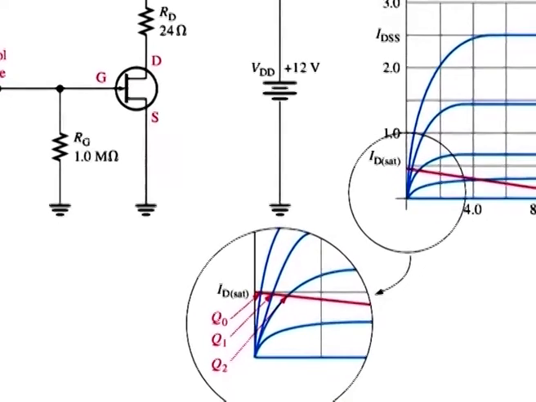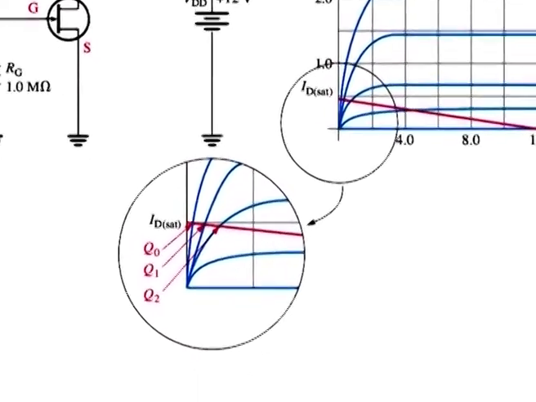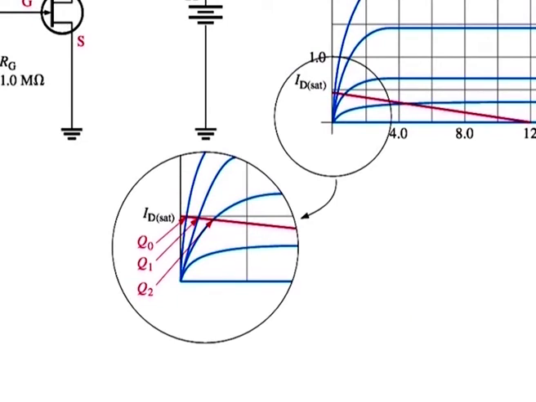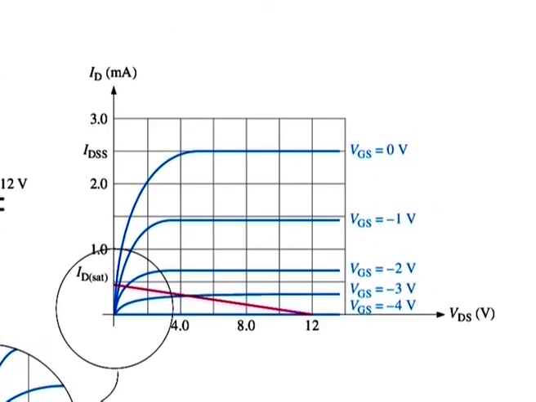Part B shows the operating region expanded with 3 Q points shown, that is Q0, Q1 and Q2, depending on VGS. As you move along the load line in the ohmic region, the value of RDS varies as the Q point falls successively on curves with different slopes. The Q point is moved along the load line by varying VGS from 0 to -2 in this case.